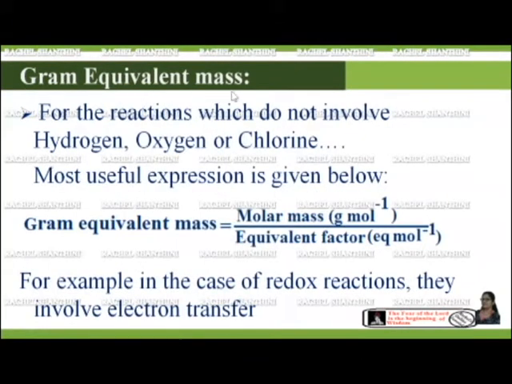The definition of gram equivalent mass is not suitable for reactions which do not involve hydrogen, oxygen, or chlorine. For example, redox reactions involve electron transfer. For these kinds of reactions, the most useful expression is gram equivalent mass equals molar mass divided by equivalent factor. On the basis of this expression, let us find the formula for calculating the equivalent mass for redox reactions and also for acids and bases.